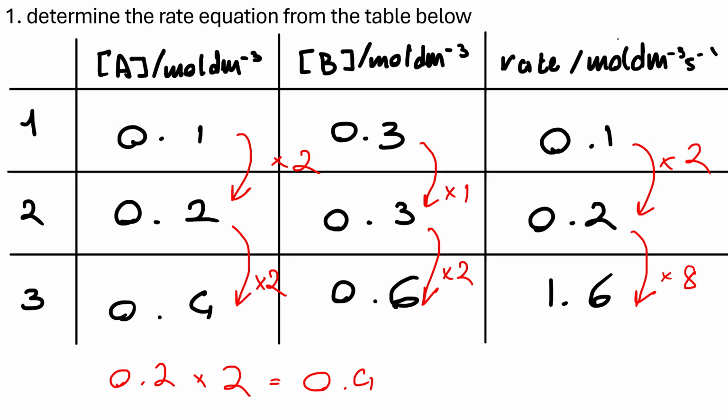Now that we've taken into account the effect of A on the rate, all the effects on the rate will be from B doubling. So we know from 0.4, our intermediate, to 1.6 in experiment 3, the rate quadruples. So we know that when concentration of B doubles, the rate quadruples. Hence, concentration of B squared is proportional to the rate, and B is a second order reactant.